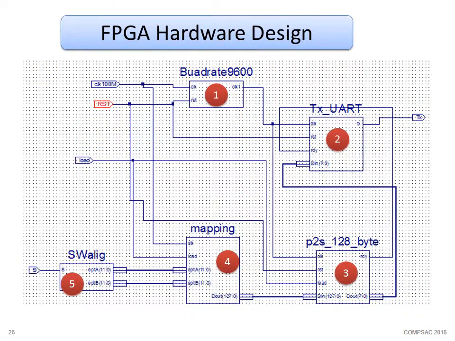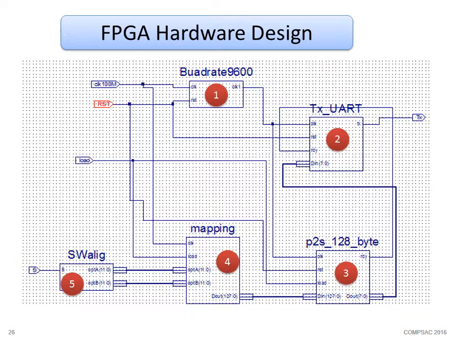This is the hardware design inside the Zynq 7000 FPGA, which consists of 5 blocks. Each block has its own VHDL code and they are connected together by their inputs and outputs. First block is a baud rate 9600, which adjusts the system clock of 100 MHz to 9600 bits per second, which is the same rate as the transmitter UART.